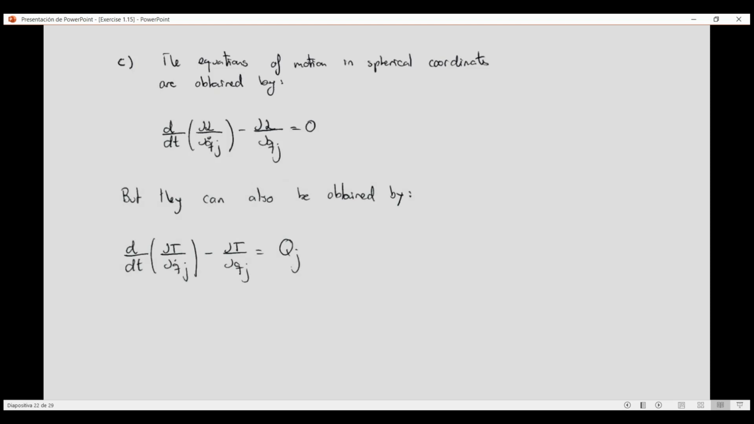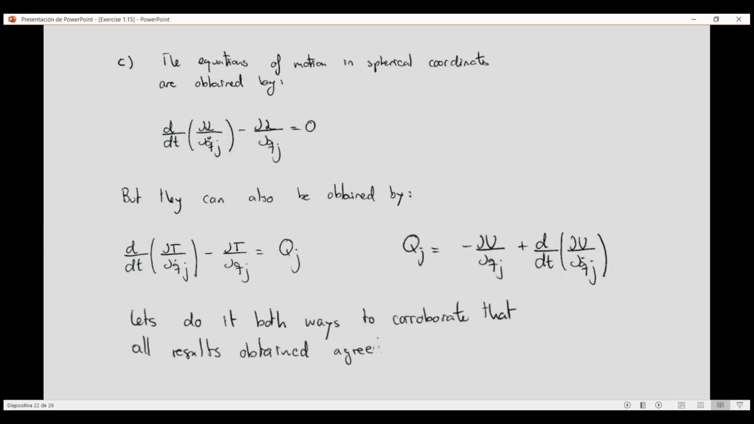This can be easily verified given L equals T minus U, and as long as the generalized forces Qj are obtained from the potential U in this manner. It is not difficult to prove. It's a way to check if we have correctly obtained the generalized forces, since the equations of motion have to match in both cases.